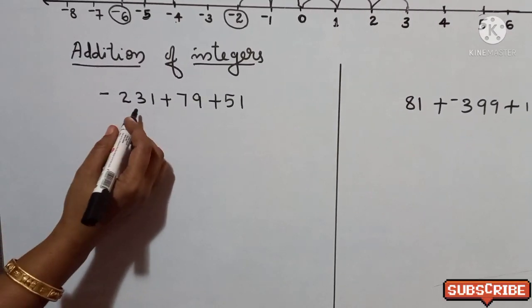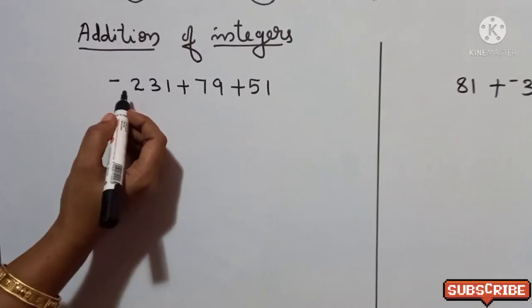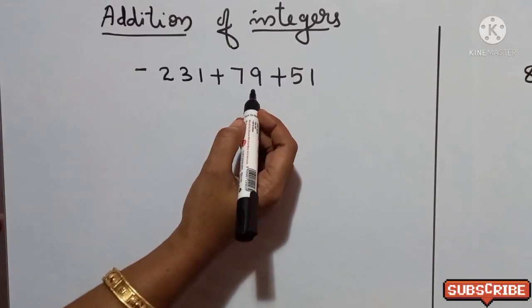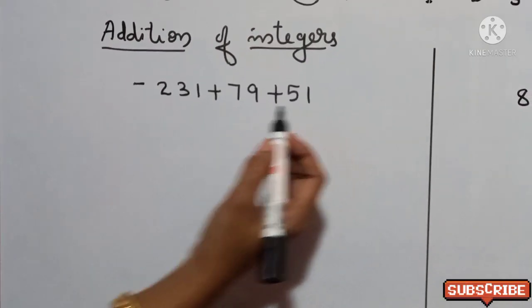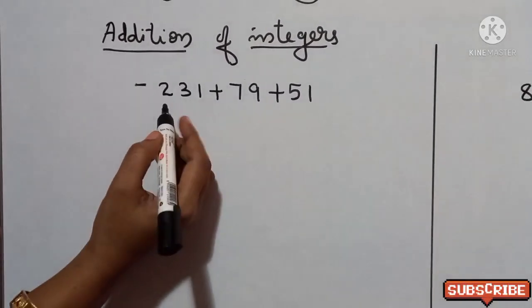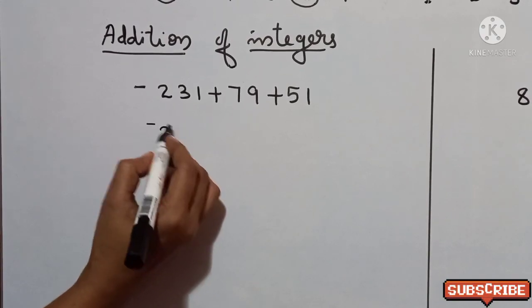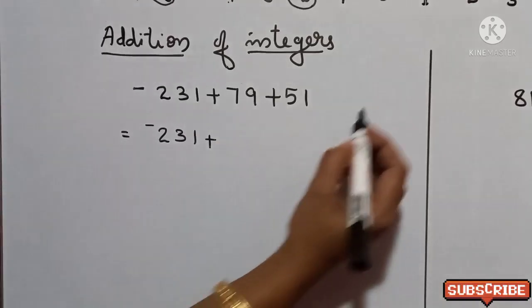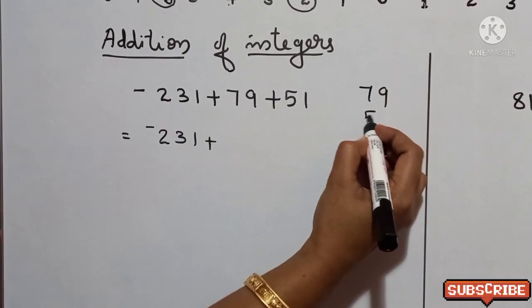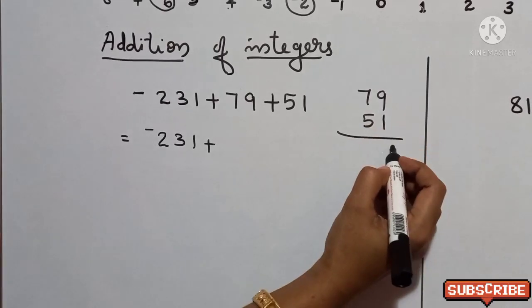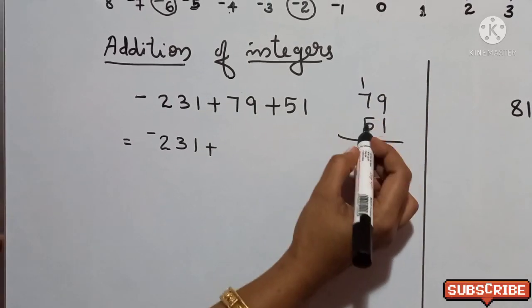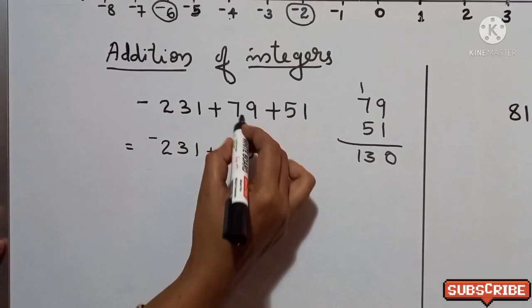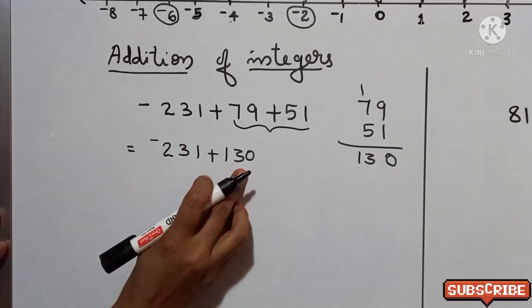Let us see another question here. I have taken three numbers, three integers. First one is negative, minus 231. Second one 79. Third one is 51. Here how can we solve this problem? First we can keep this minus 231 like this itself because we have two positive integers. Add these two positive integers first, 79 and 51. 9 plus 1 is 10, remainder 1. 8 plus 5 is 13. 130 we have got. Write this 130 here. We have added these two and we have got 130.